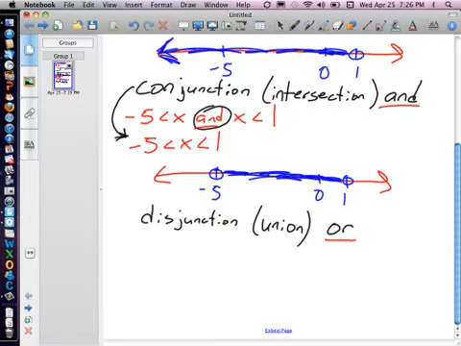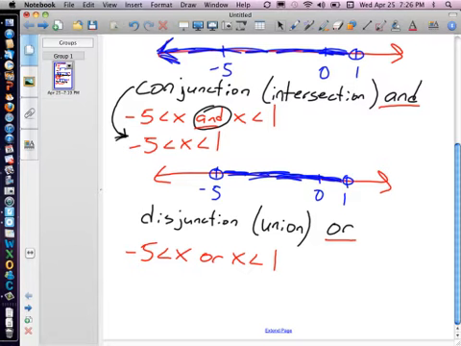And we can make the same statement. We could say -5. Well, it's almost the same statement. -5 is less than x, or x is less than 1. The difference between the AND statement and the OR statement is that in the OR statement, either one of these has to be true, or either one of these can be true. In the AND statement above, both of them have to be true.